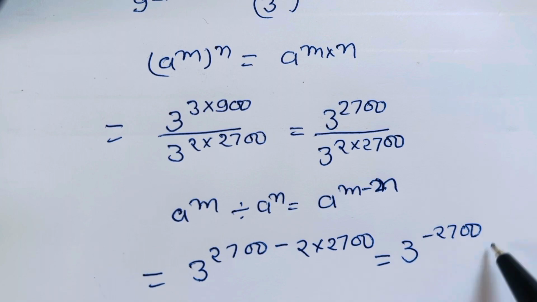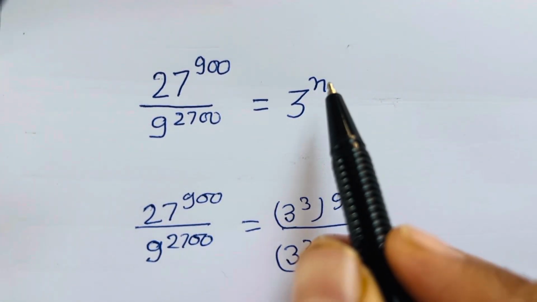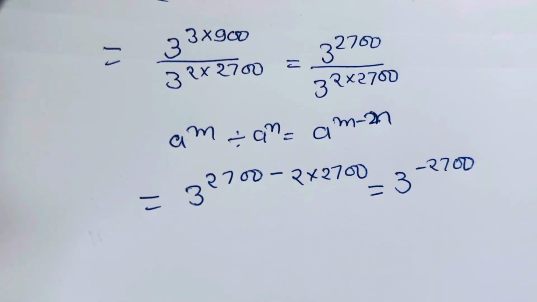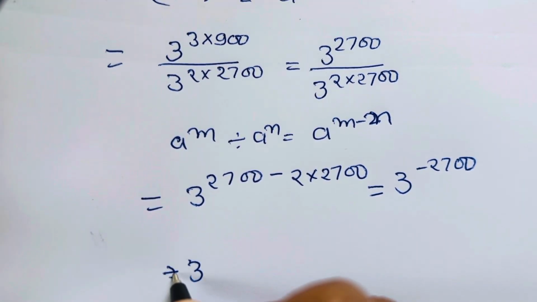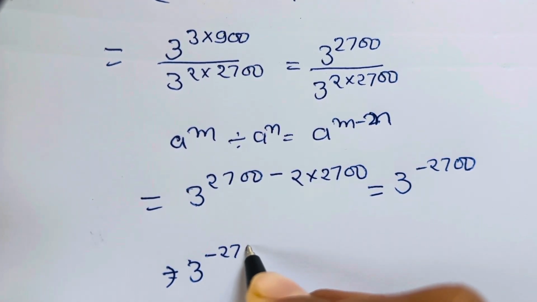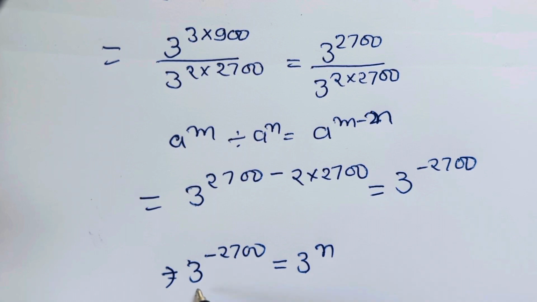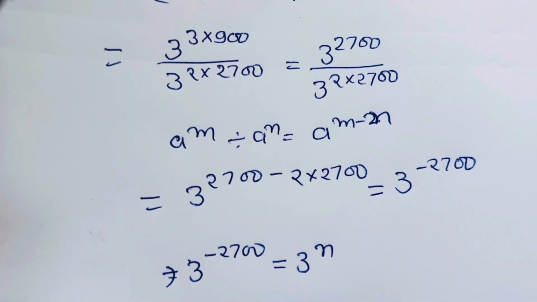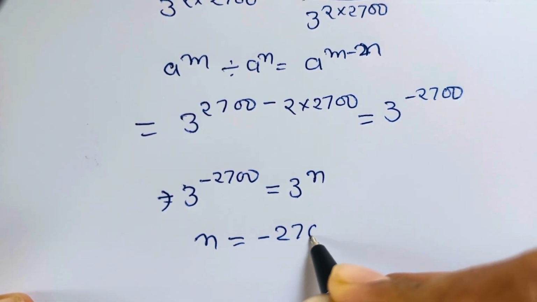This left hand side of the equation, 3 to the power minus 2700, is equal to 3 to the power n. So 3 to the power minus 2700 is equal to 3 to the power n. When bases are the same, the powers will be equal. Hence, n is equal to minus 2700.